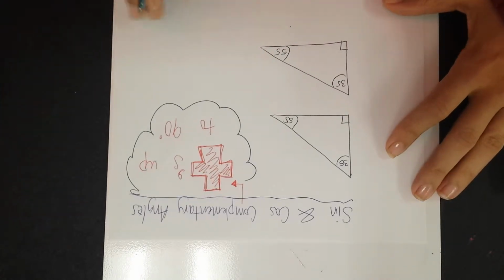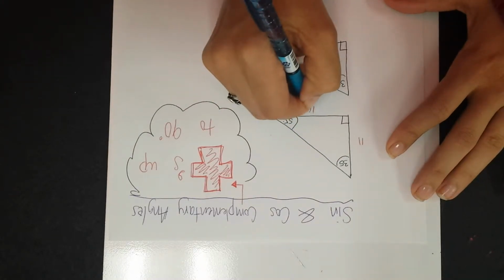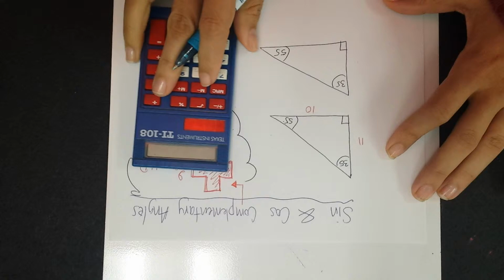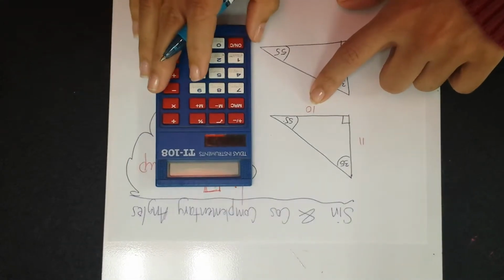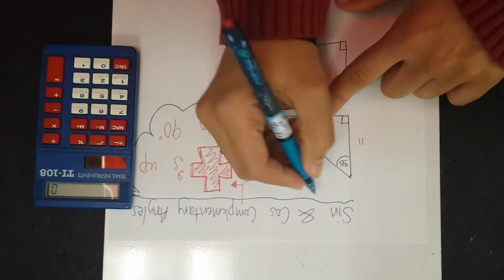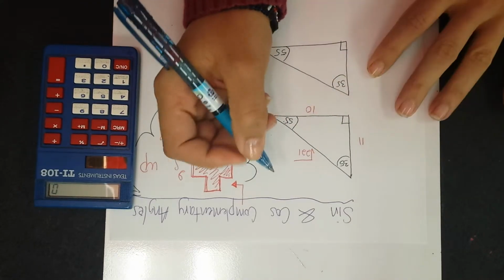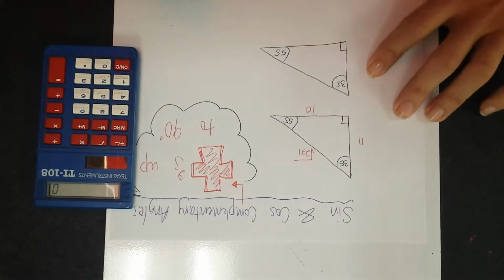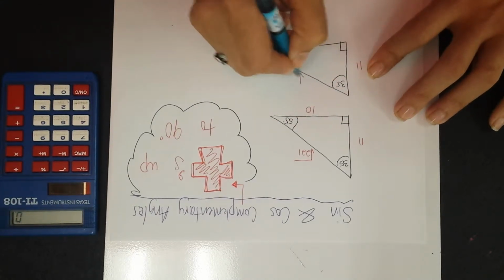Then I want you to label the sides. If this is 11 and this is 10, what does the third one have to be? Remember, a squared plus b squared is c squared. So 10 squared is 100, 11 squared is 121, so 121 plus 100 is 221. So this has to be the square root of 221. In order for it to be a right triangle, a squared plus b squared must be c squared. So go ahead and label that on both triangles. They're going to be the exact same triangle.